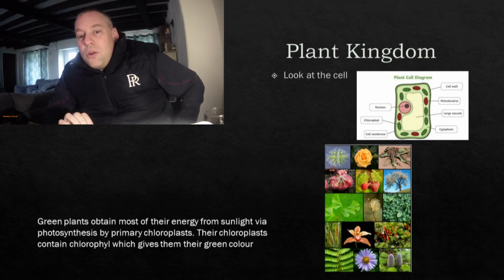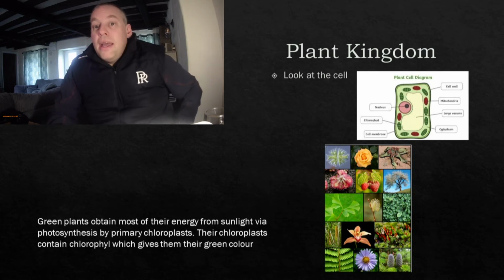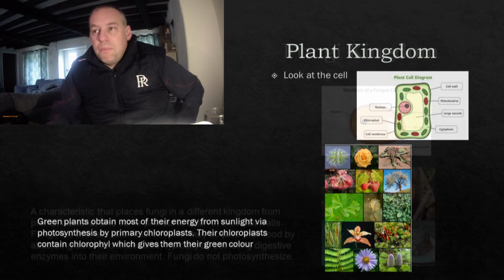Now, green plants are called plants because they are able to make their own food, and they do this via light using a process called photosynthesis, and that will take place in the chloroplast, which has got a green pigment called chlorophyll. So we indicate plants by that ability to photosynthesize, and they will be a green colour.